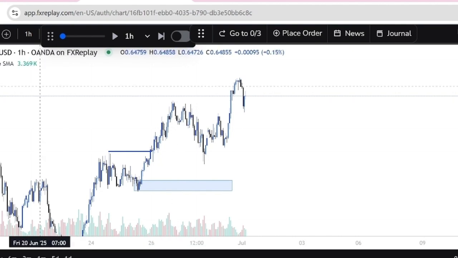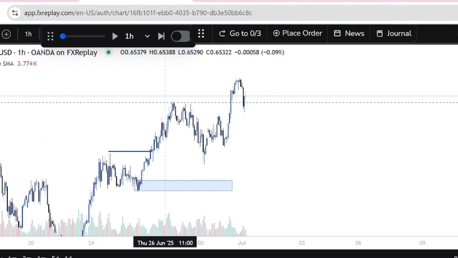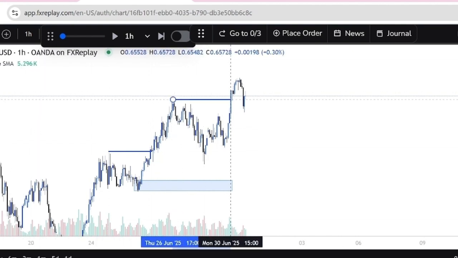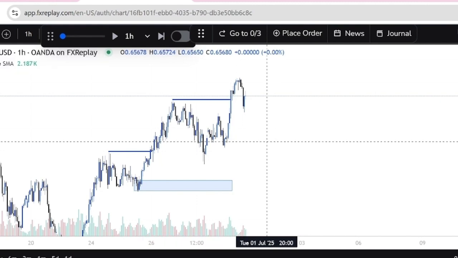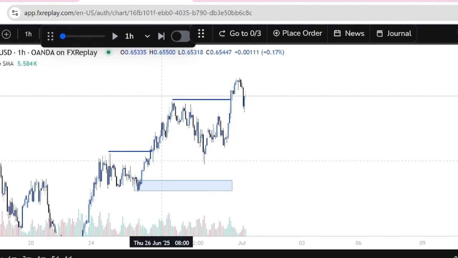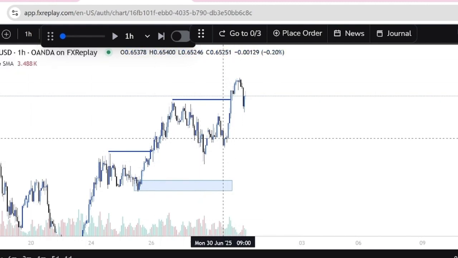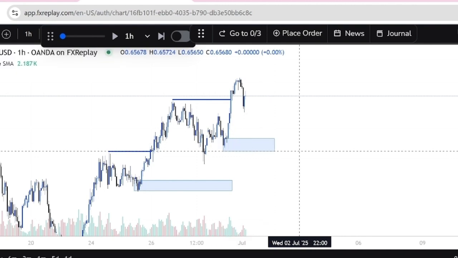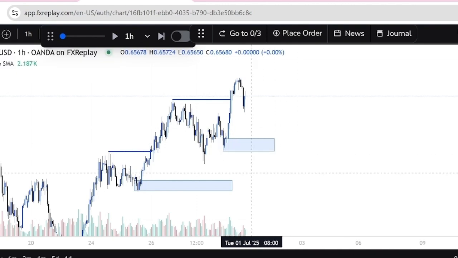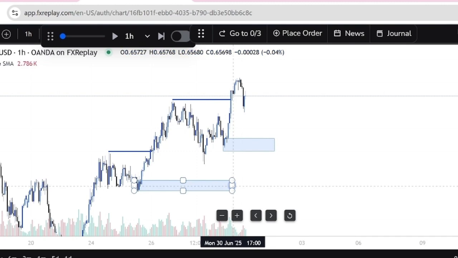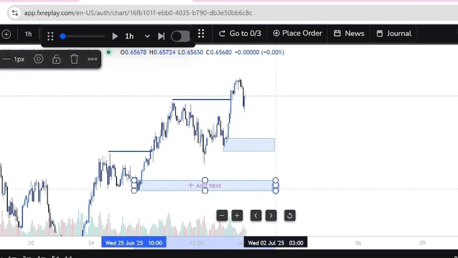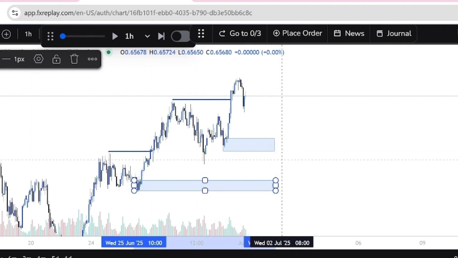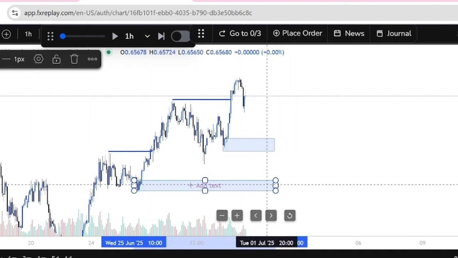You have another zone at this point, and you have your demand zone here. Now looking at this zone and looking at this one, which one do you think has a high probability setup or tendency of holding? Just glance through. Which will you choose, the first one or the second one?